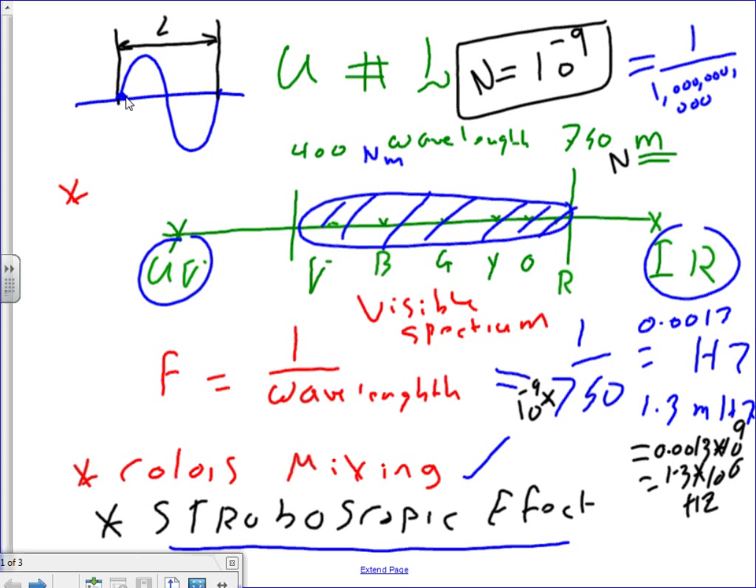Okay. Now moving away from the science into something called the stroboscopic effect. Anybody ever heard the term stroboscopic effect? Anybody? Okay, here's what happens. When you have light running at the same frequency, you're burning this lighting fixture at the same frequency as the motor that is running.